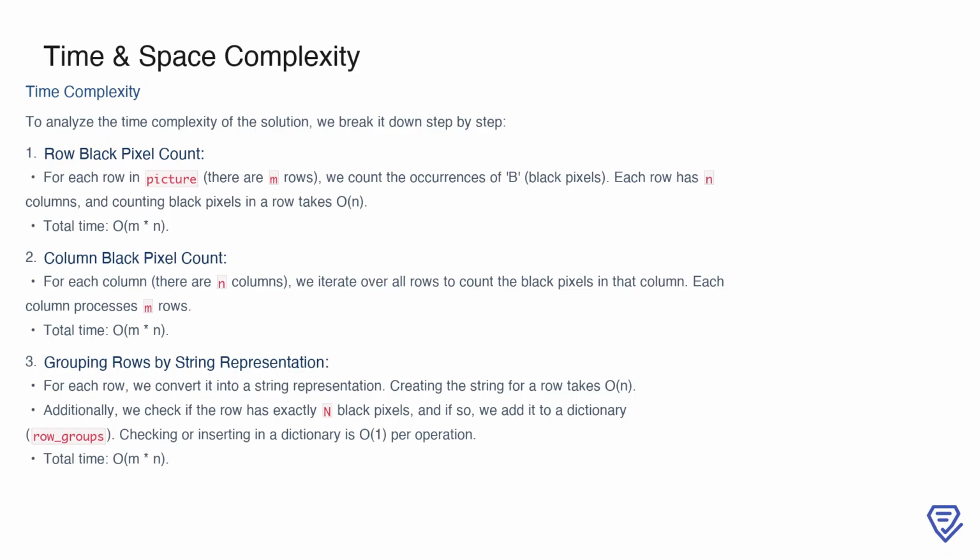Next, we determine the black pixel count for each column. There are n columns, and for each column, we iterate through all m rows to count the black pixels. This also results in a total time complexity of m*n.